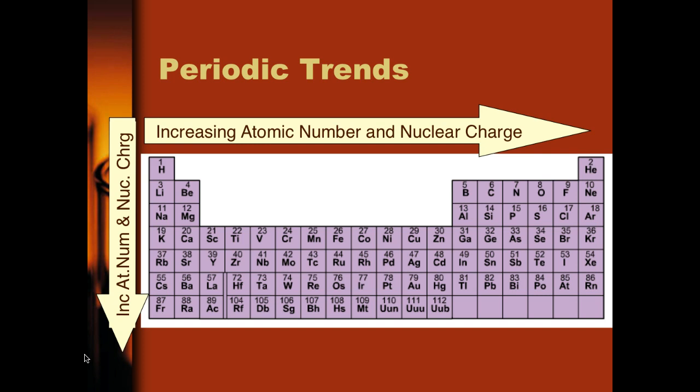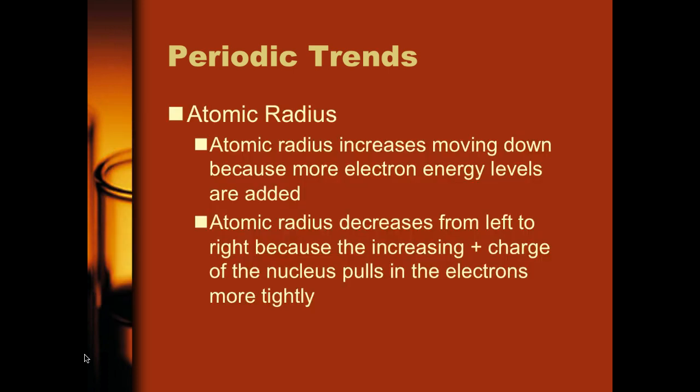Let's look at the periodic table. Periodic trends for atomic number and nuclear charge increase as you move from left to right across the periodic table, and they increase as you move down a group. So if the atomic number is increasing, the nuclear charge is also increasing. That one's pretty easy. Next we're going to talk about atomic radius, and for your purposes the very best way to think about it is just size.